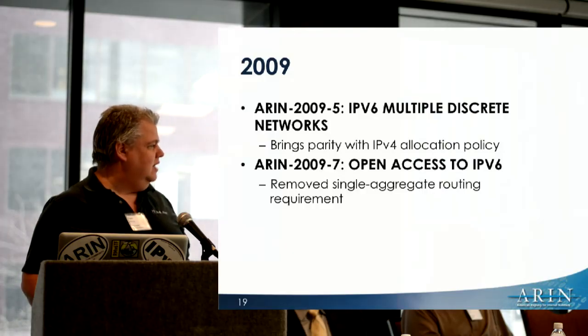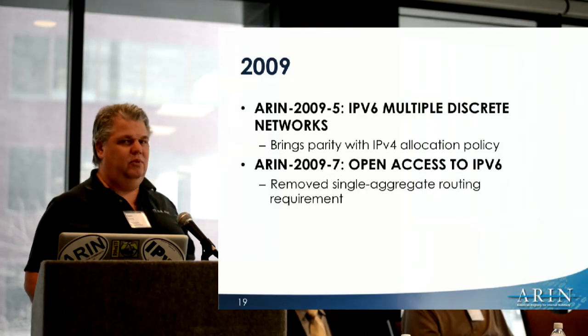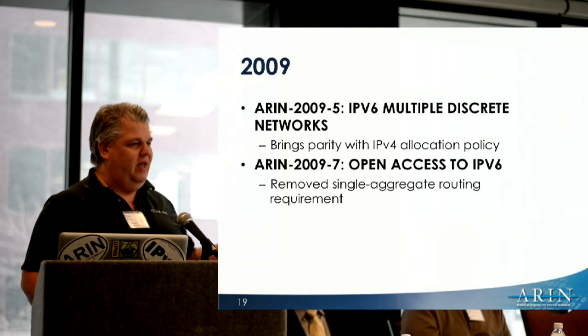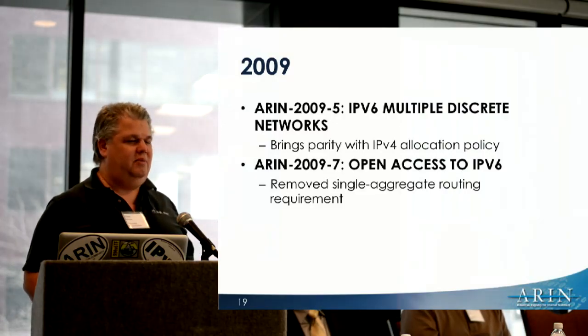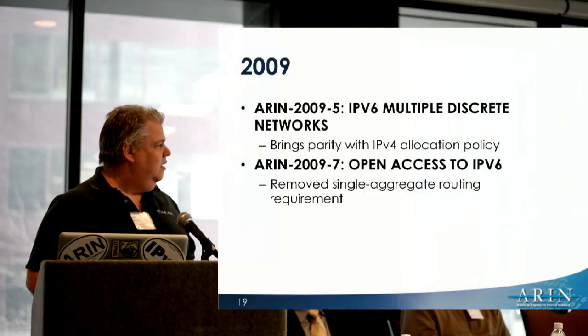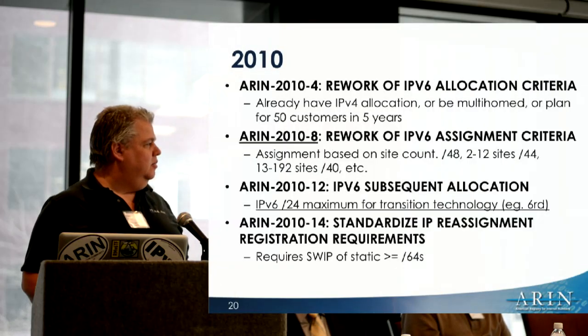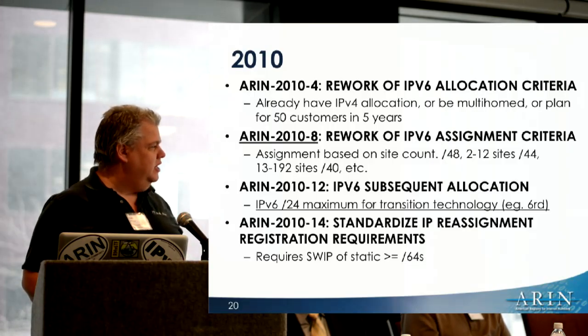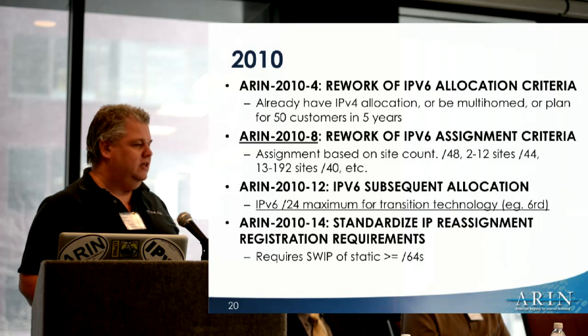2009-7, open access to IPv6. This basically removed the requirement that people who got an IPv6 allocation advertise it as a single aggregate. It allowed people to start doing traffic engineering in IPv6. It was really a matter of practicality. In 2010, we completely reworked the IPv6 allocation criteria. Actually, this was a small rework. We changed it from 200 customers to 50 customers in 5 years. So that made it a lot easier for ISPs to get IPv6.